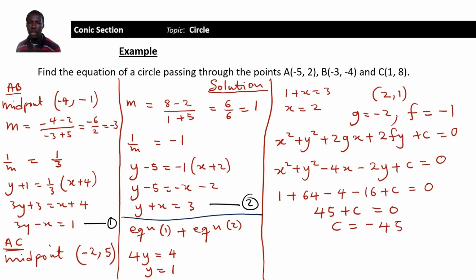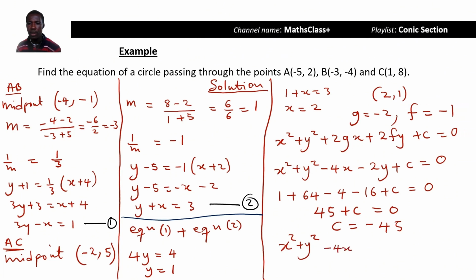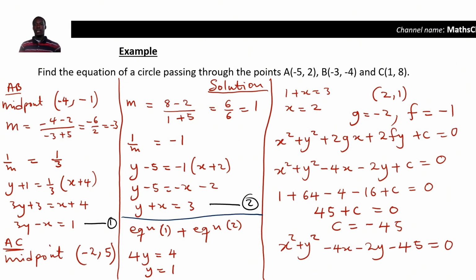Now, substituting these into the equation, I'll get my required equation to be x squared plus y squared minus 4x minus 2y minus 45 is equal to 0. And that is it. And it is the same answer we got when we used the other method.